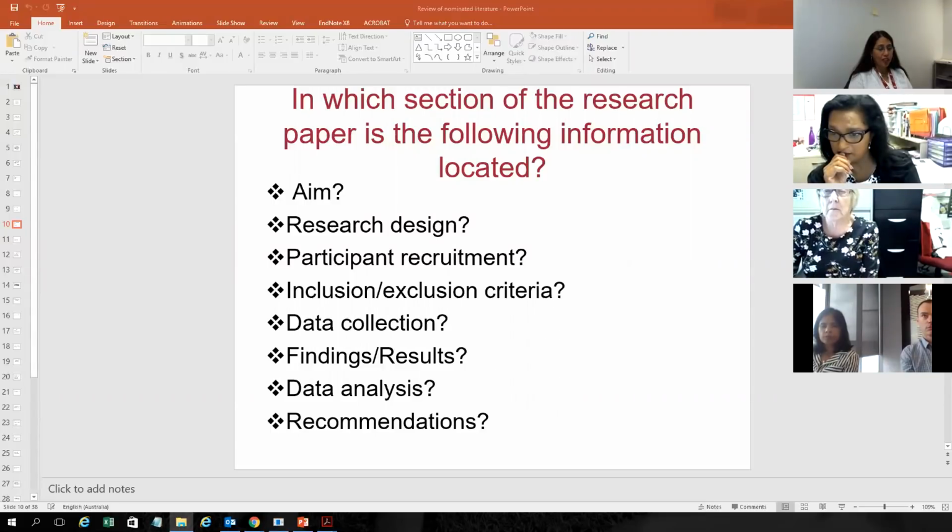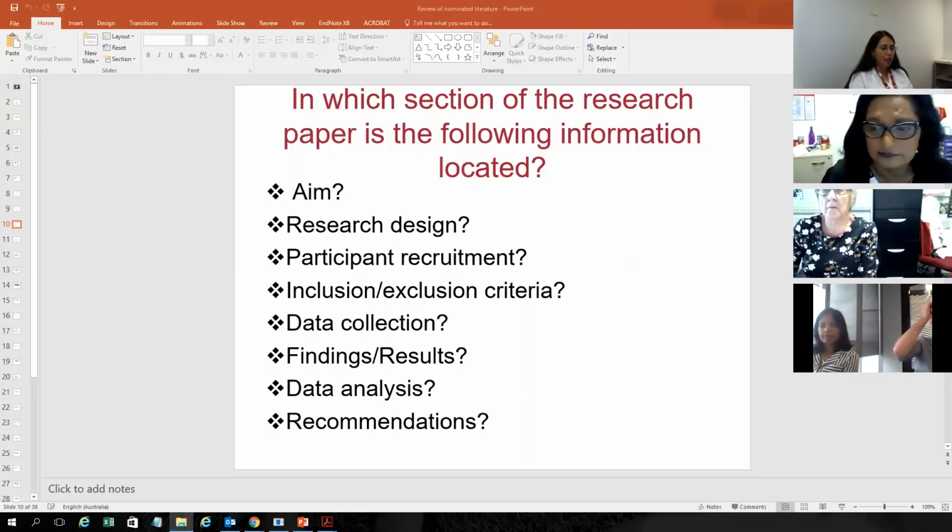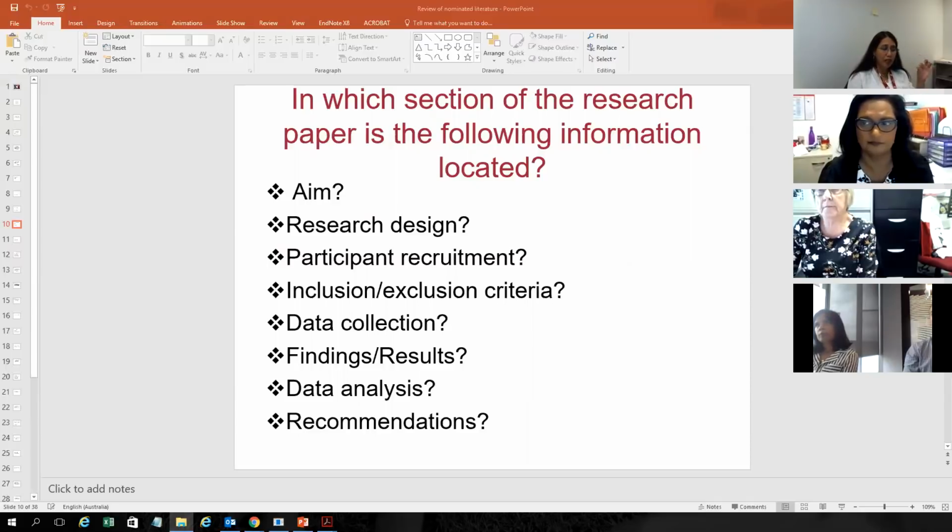In the introduction. So the aim is in the introduction. The abstract contains all the different parts of the paper. But when you're looking for the aim, I would recommend that you go to the introduction and take the aim, because sometimes the abstract has really brief information. You get a more detailed aim in the introduction. So it's best to go to the introduction.